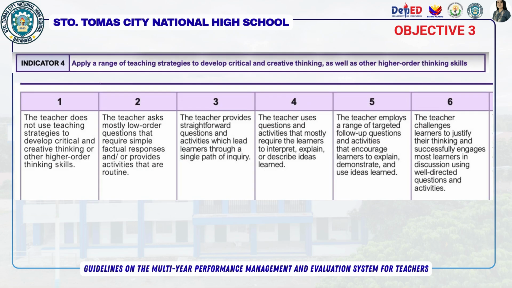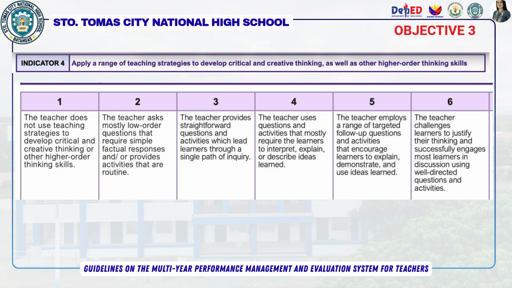Our third objective is all about intellectual challenge, higher order thinking skills or HOTS. This assesses how effectively you move learners beyond simple recall and understanding. Look at the lower levels. Level 2 involves mostly low order questions or routine activities. This is the baseline we need to move past. To transition to the proficient level, you must consistently use strategies that encourage learners to interpret, explain, or describe ideas learned. Level 4.